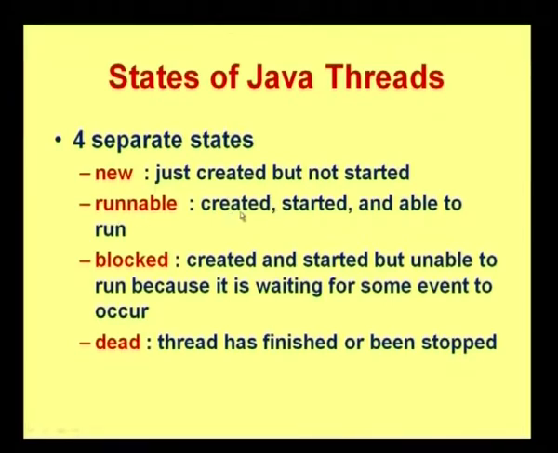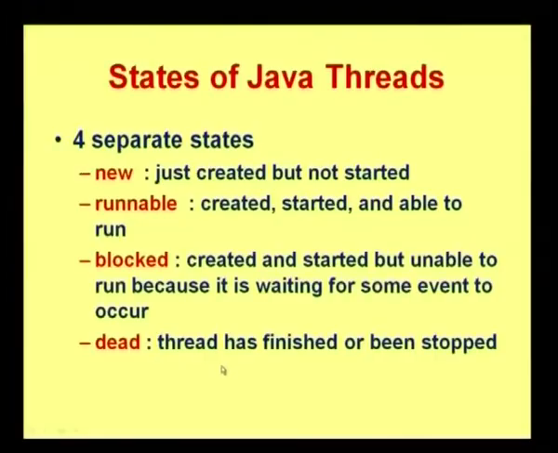Runnable means that I have created and started the thread, and now this is the shift between start and run. Next is blocked. It is created and started, but unable to run because it is waiting for some event to occur. It means that I have started it and it is about to run, but meanwhile some other process has come and occupied the processor, so I have to wait.